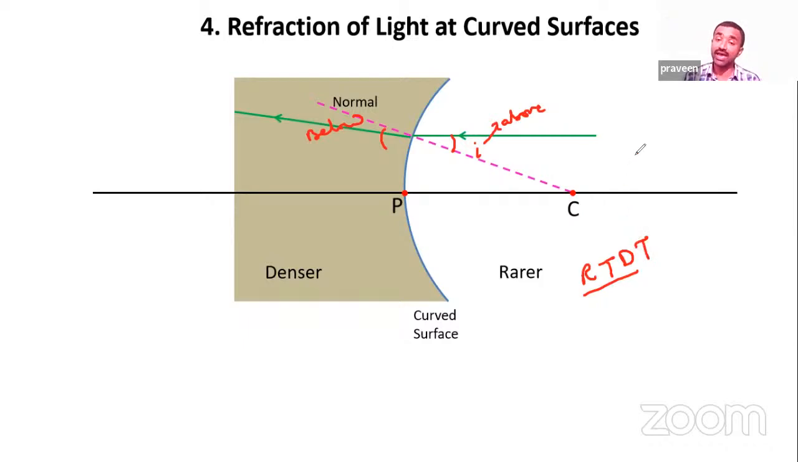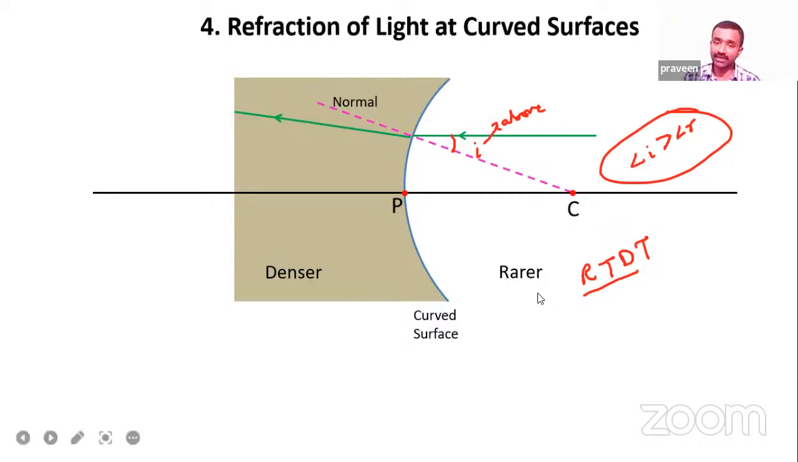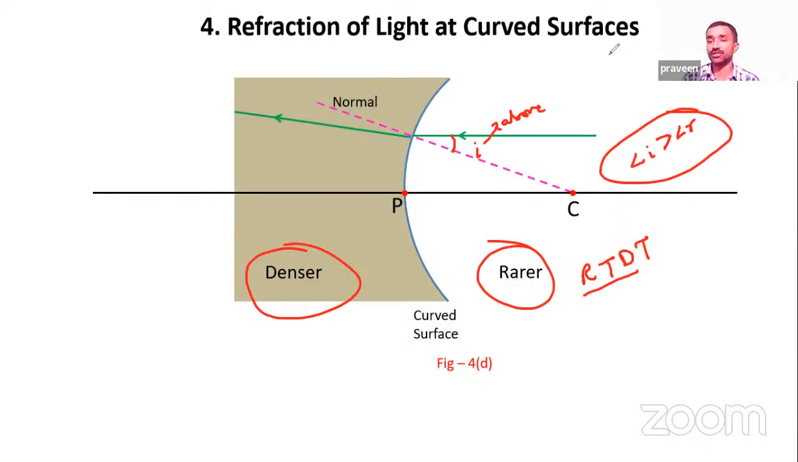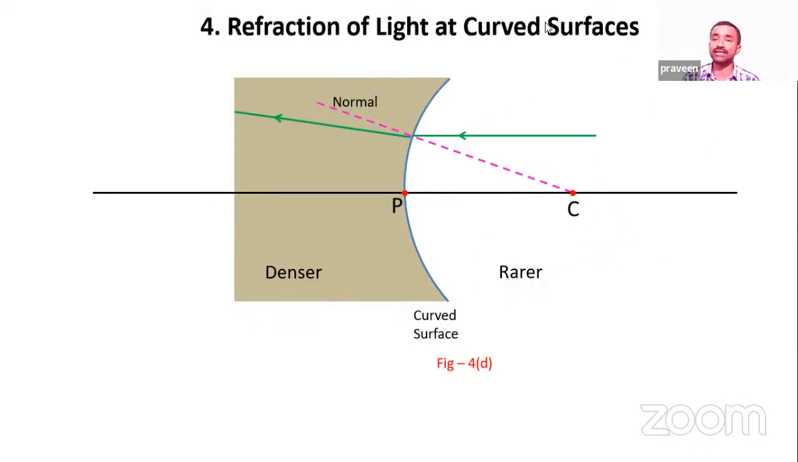So here what happens? The angle of incidence is observed greater than the angle of refraction, rarer to denser. Based on that, I drew this light ray. So I got it: rarer to denser, towards the normal. Here the light ray is observed propagating from a rarer medium towards the denser medium. So based on that, this discussion is completed.